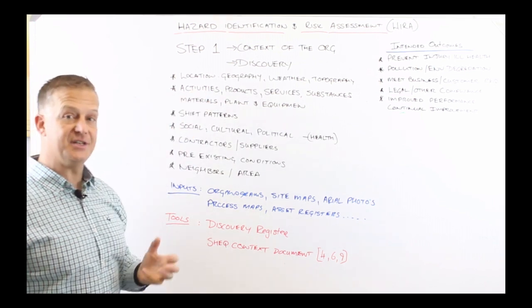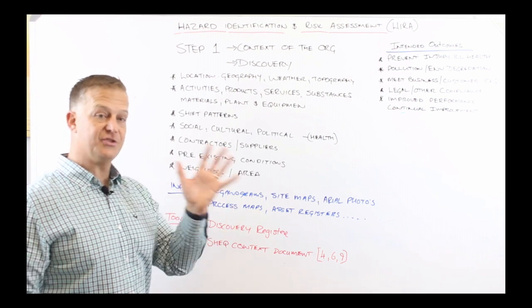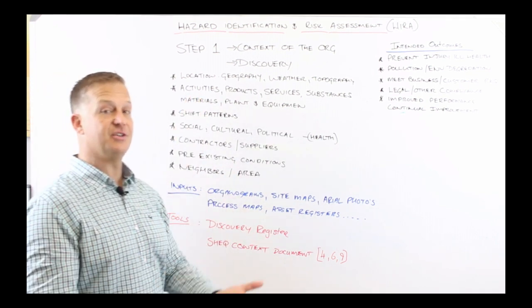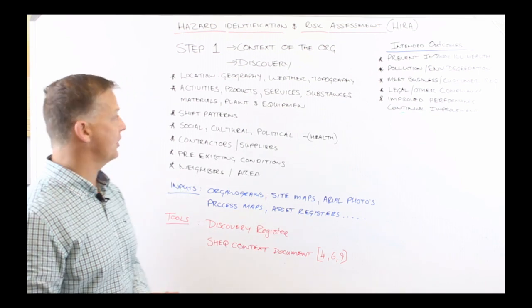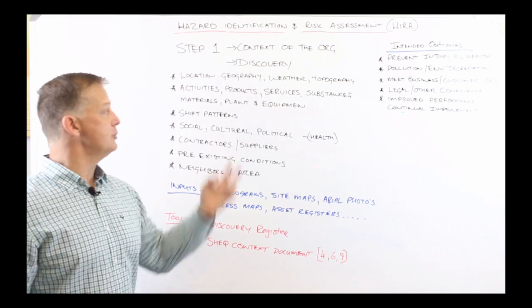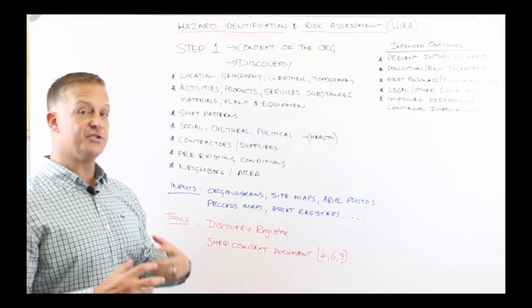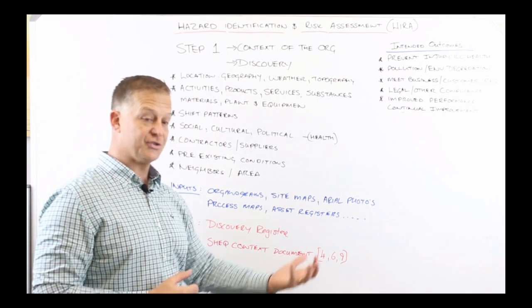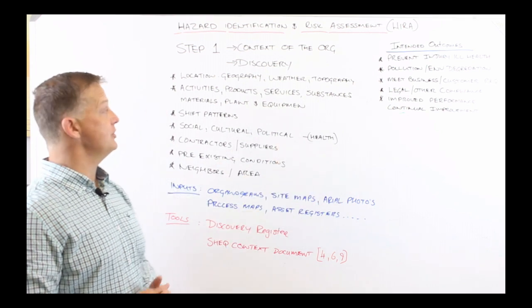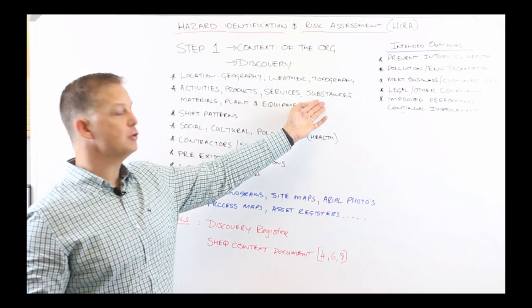Primarily, as part of your discovery process in the context of the organization, you want to identify all of your activities. What are the products and services that your organization produces, and what are the activities that they utilize to create those products and services? Do those products and services result in hazards, either to yourself, to workers, to contractors, to visitors, or to your customers?